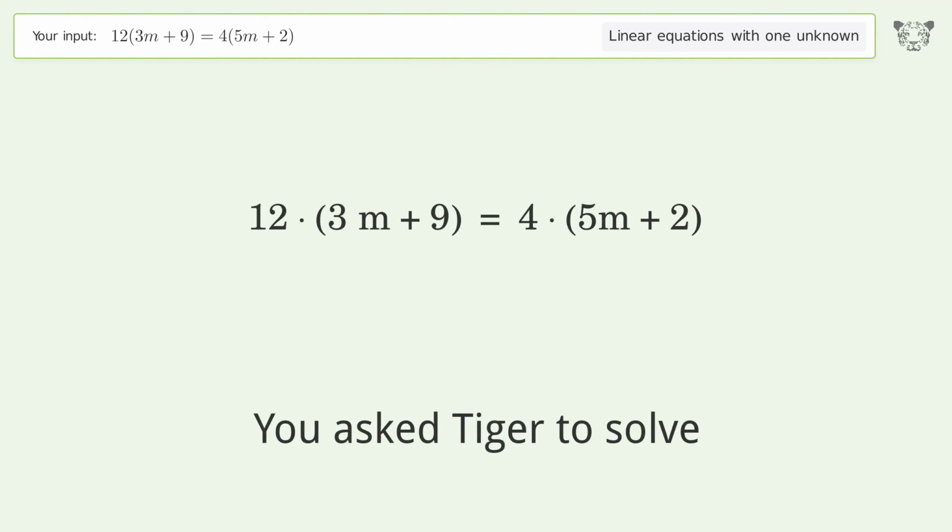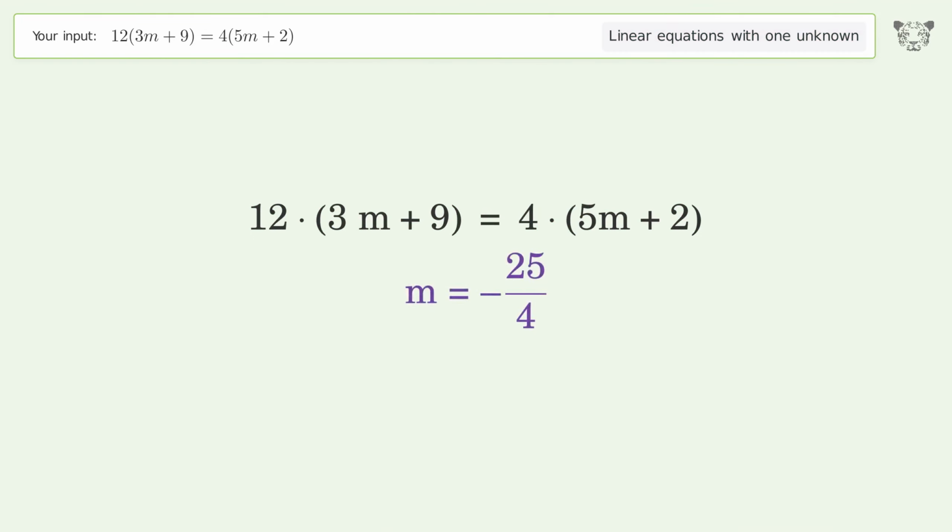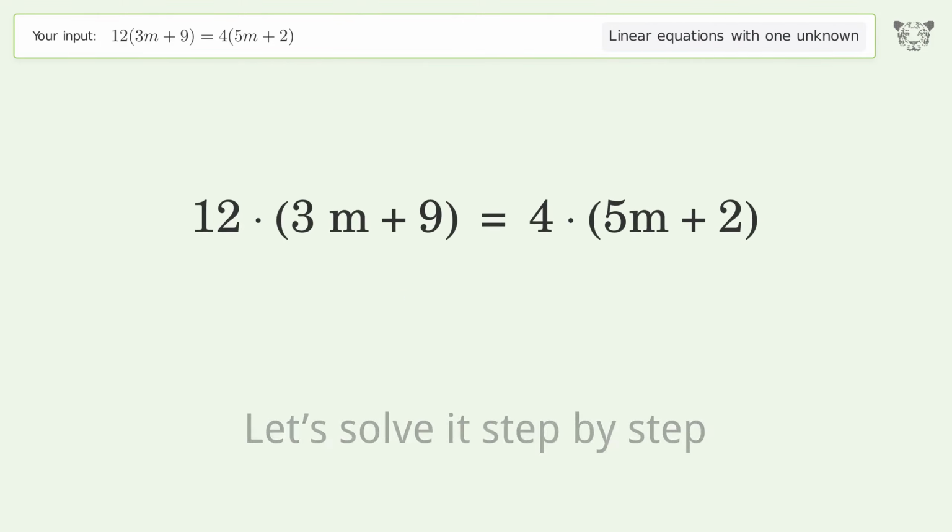You ask Tiger to solve. This deals with linear equations with one unknown. The final result is m equals -25/4. Let's solve it step by step.